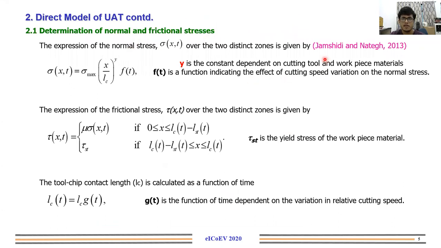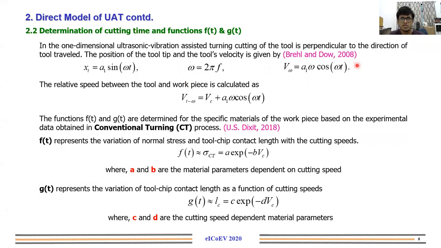As you can see, we have taken the equations directly from previous papers. This is the equation for the normal stress, for the frictional shear stress, and the tool chip contact length. I'll not be explaining the equations over here, but you can look them up in these papers. We have directly taken them as a derivative from their paper. Please concentrate on these red parameters Y, which are the material dependent parameters which we'll be predicting in our paper by some calculations.